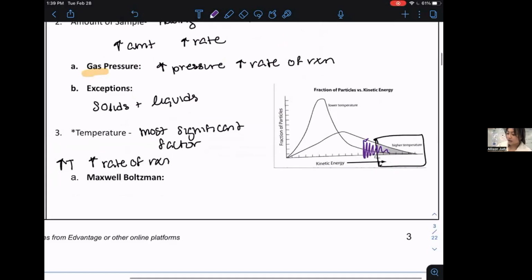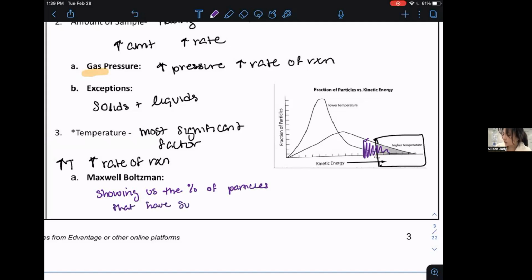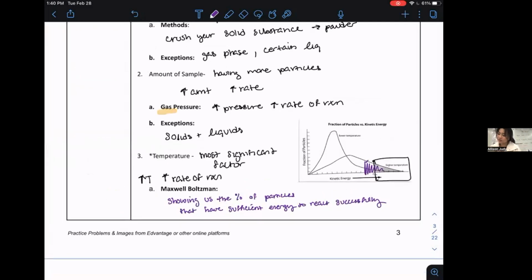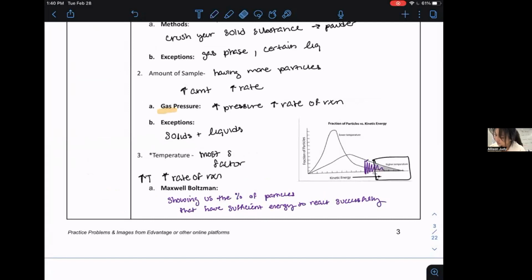So the Maxwell-Boltzmann is really helpful in showing us the percent of particles that have sufficient energy to react successfully. Okay. I realize that does not look like a word, and I will fix it. And I realize significant does not look like a word. I will also fix it.